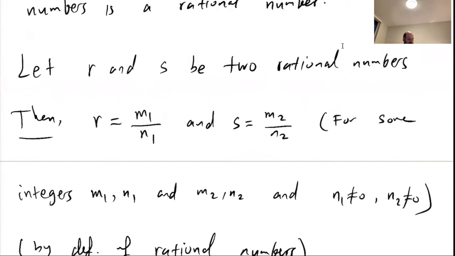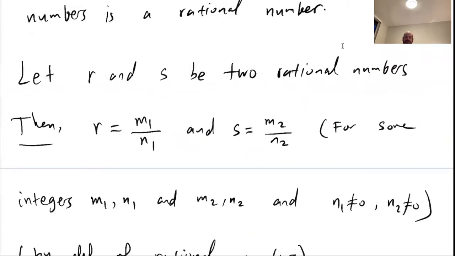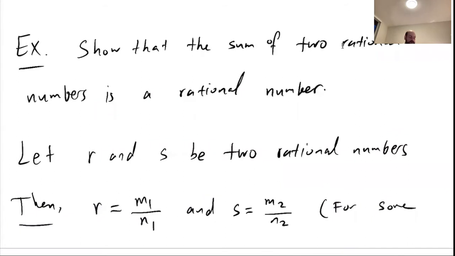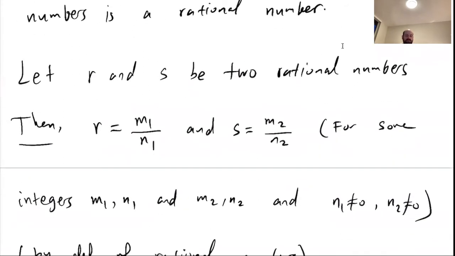Okay, so I start with the assumption. I just have two arbitrary rational numbers. Then I apply the definition of rational number. I wrote R and S in this form. And then what should I do at the end? I have to look at the question. At the end, I want to show that the sum of these two rational numbers is also rational. So I have to add these two rational numbers in order to make sure that the sum of these two rational numbers appears in my proof. So let's add these two numbers.